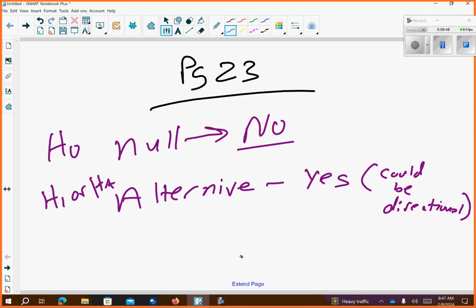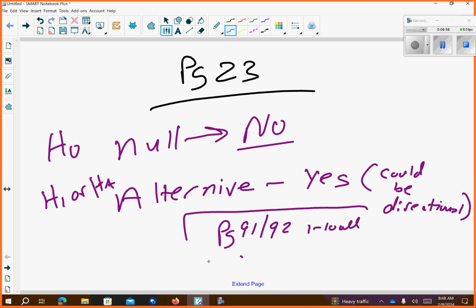So page 91 and 92. I bet you would get done before the end of the period, 1 through 10, all. Okay, that's all I have for you.